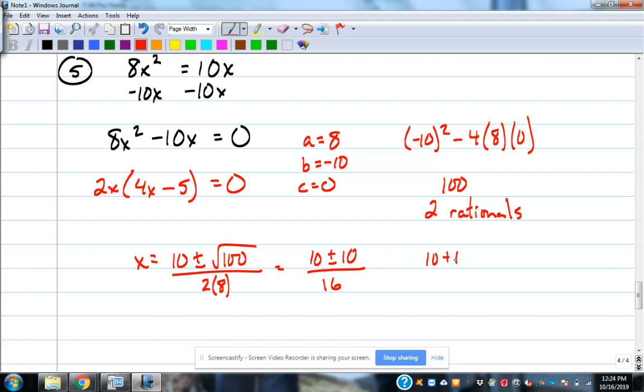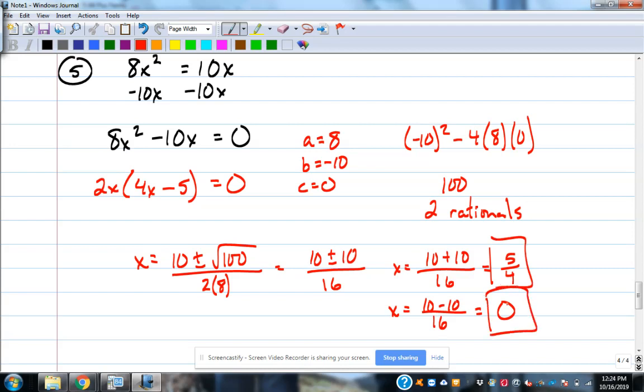And what's 10 plus 10? Over 16. So that would be 20 over 16, which reduces to 5 over 4. And then if I did 10 minus 10 over 16, that's going to be 0 over 16, which is 0. So same two answers that I would have gotten from factoring, I got with quadratic formula. So factoring definitely more efficient for this problem, but we still get the same solutions using quadratic formula.